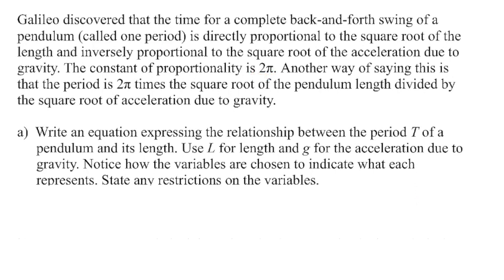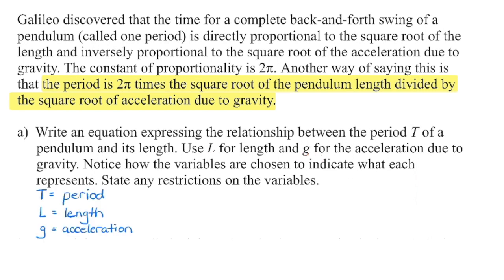Another way of saying this, so here's your clue. Another way of saying this is going to be a little bit simpler, is that the period is 2 pi times the square root of the pendulum length divided by the square root of acceleration due to gravity. That's the part we want, so we're going to highlight that. And we're now going to write an equation expressing the relationship between the period t, the pendulum, and its length. And again, it tells us what variables to use. So we're going to make a list of those on the side. It's going to help us later on.